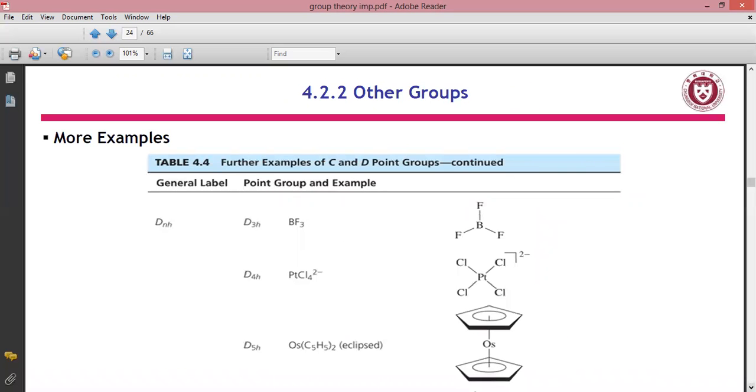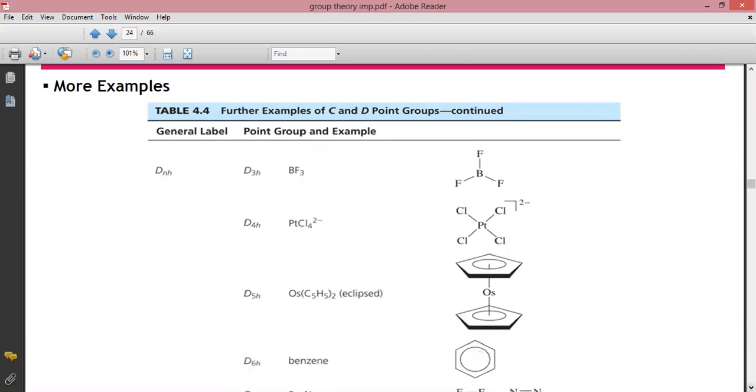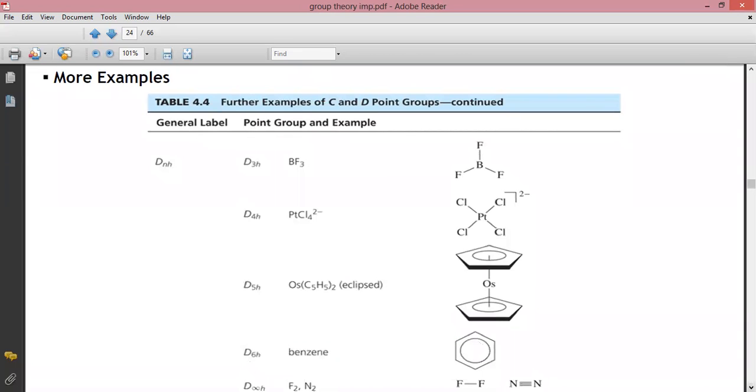Okay, now the DNH point groups, with a number of examples. D3H, with BF3, I have discussed in detail, because these examples are in your syllabus. That is why I discussed these examples in detail. BF3 has a C3 axis, three C2 axes, three sigma V planes, and also a sigma H is present. So that is why this molecule has the point group D3H.